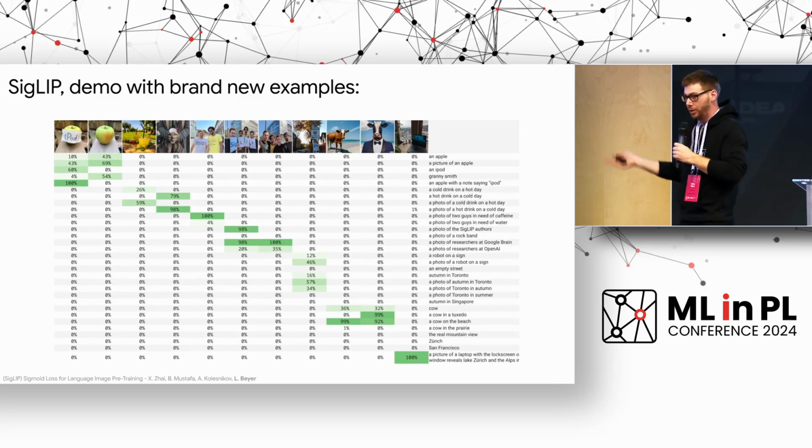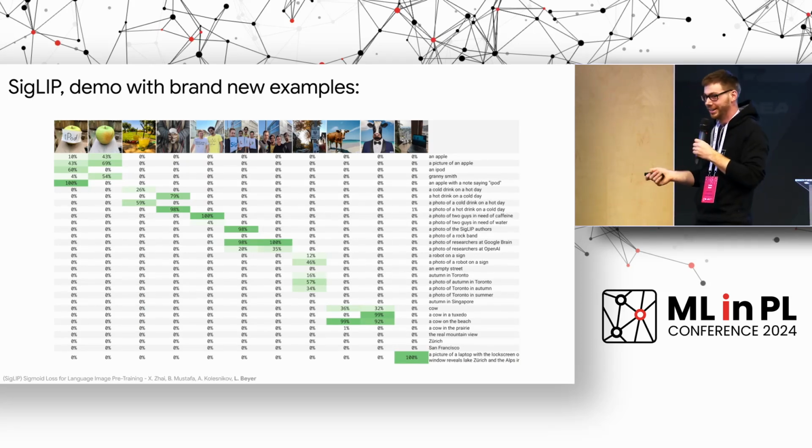It doesn't know the SigLIP paper because it was not out when we tested it, so it doesn't know our faces, but it can actually just read this text and give a high match then. And this one is fun because for a photo of researchers at Google Brain, it gives a very high score, and at OpenAI it gives a low score. How can this possibly know it?